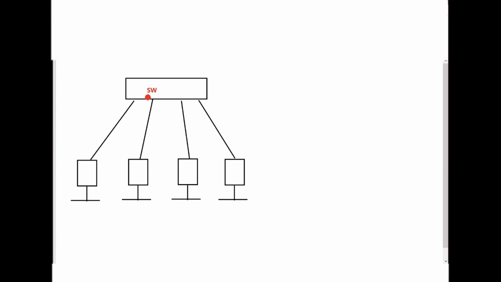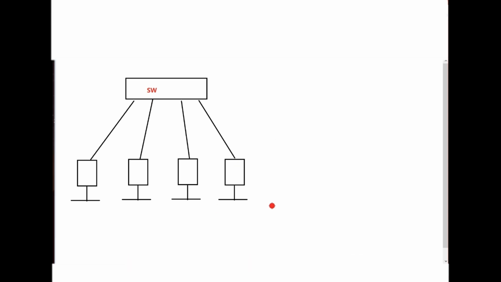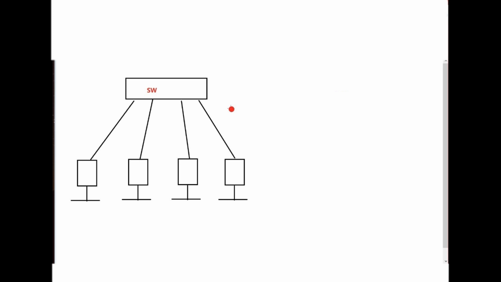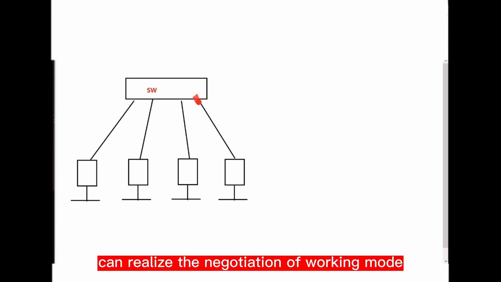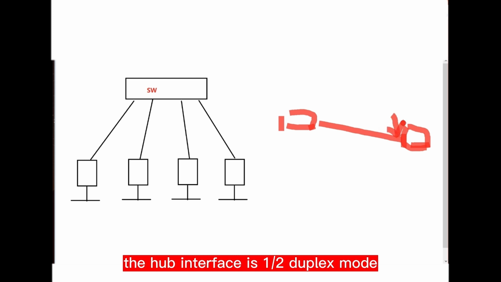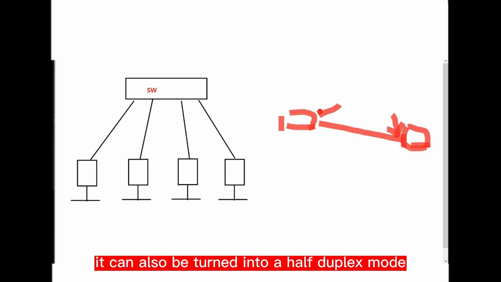For switch ports, you don't need to understand why they differ from the hub's interfaces. This is an improvement at the physical hardware level. We only need to know its logical concept. The switch's interface has a behavior called self-negotiation, so it can negotiate the working mode. For example, if the switch is connected to a hub, the hub interface is in half-duplex mode and the switch is in full-duplex mode. The switch can be compatible and also turn into half-duplex mode.